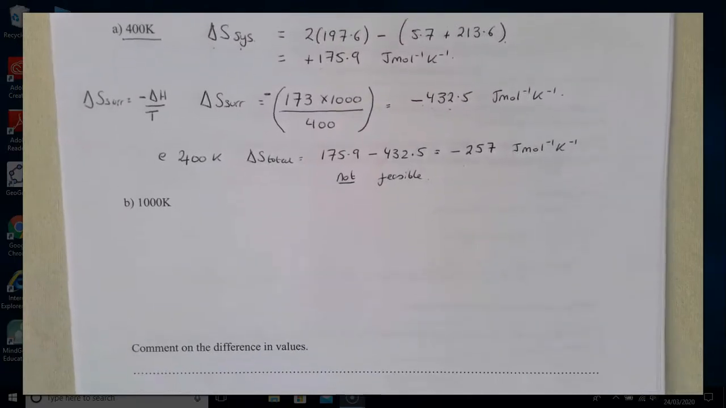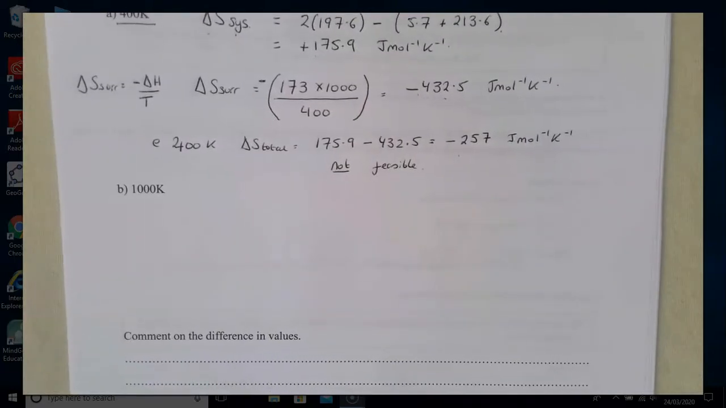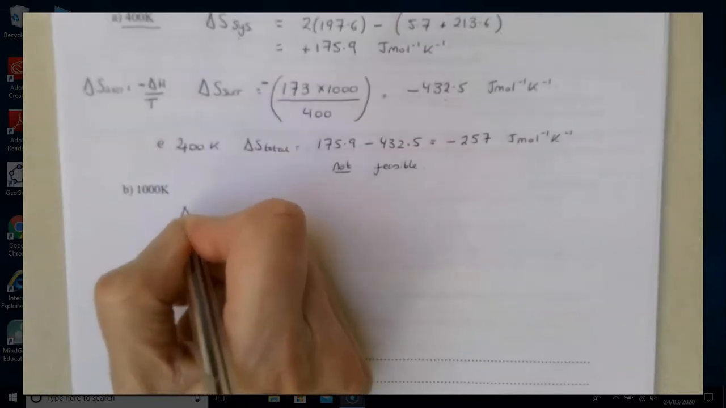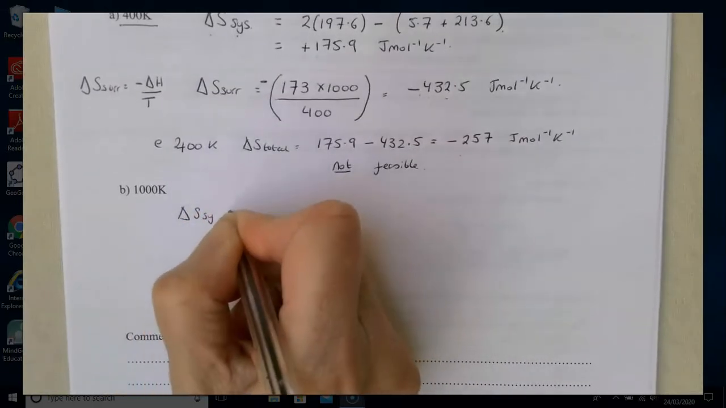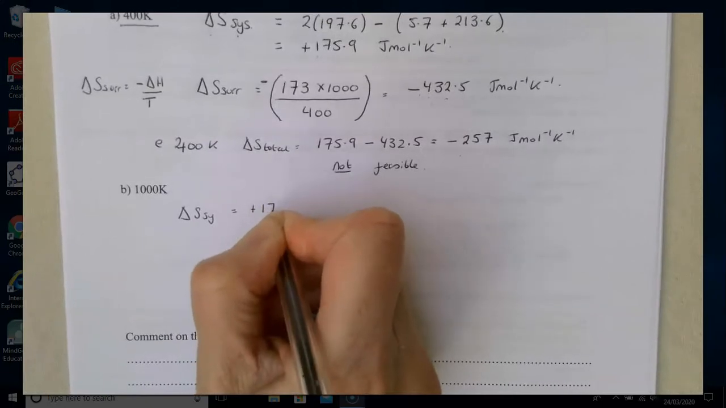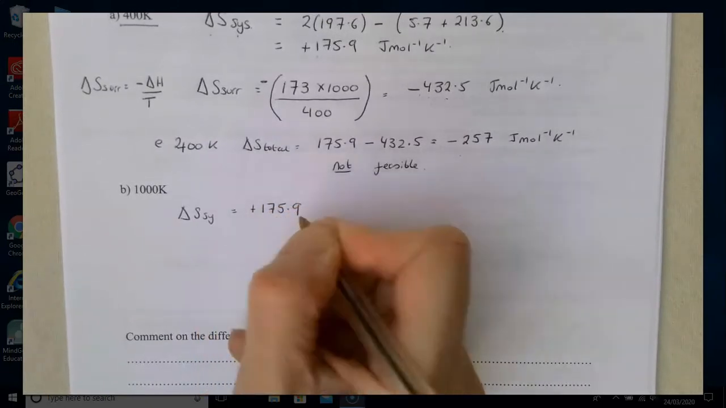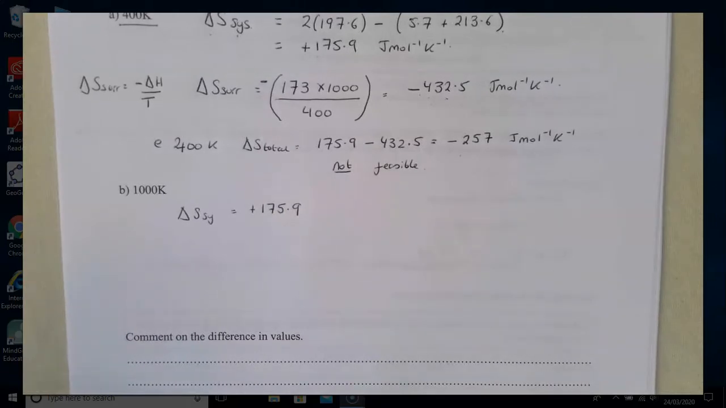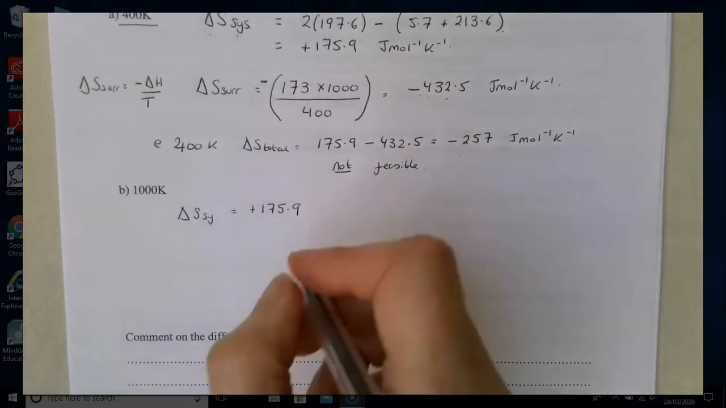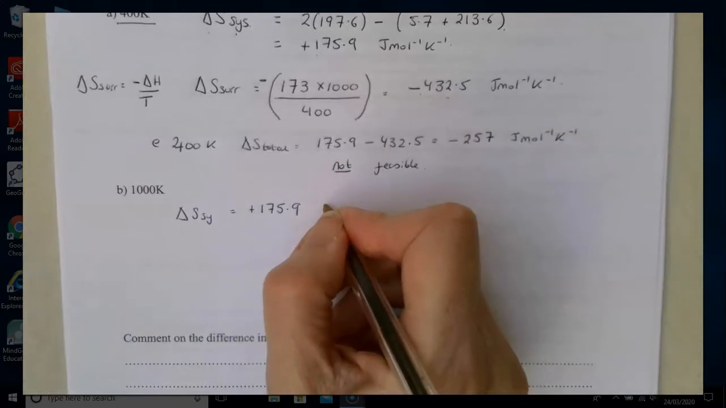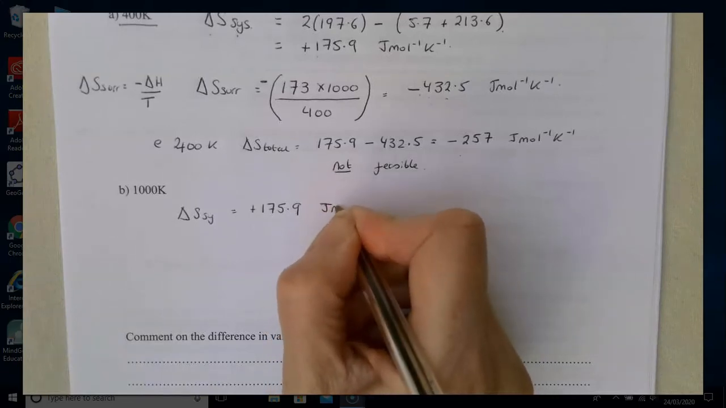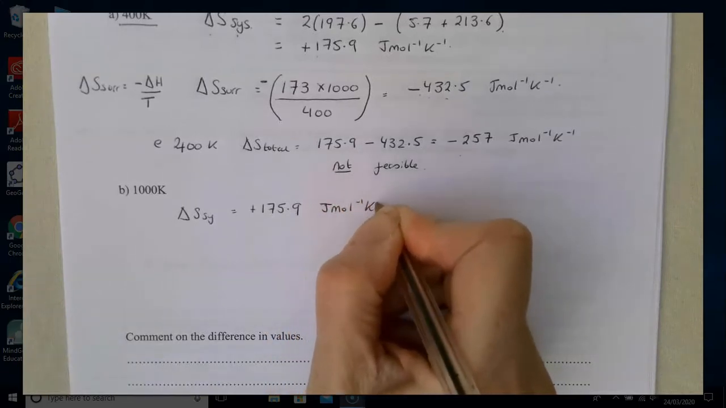Now I'm going to do exactly the same thing, but I'm going to do it at 1000 degrees Kelvin. Now I'm going to assume that my delta S system does not change. So I'm going to make the assumption that that value stays as 175.9. Sometimes it's not particularly valid, but in this case it's pretty good because they're already gases, and carbon has a much higher melting point than that. So I'm quite happy with that as an assumption. And that's joules per mole per Kelvin again.